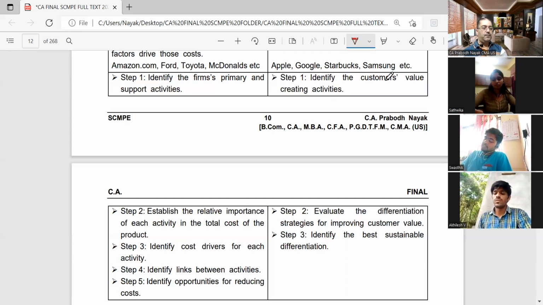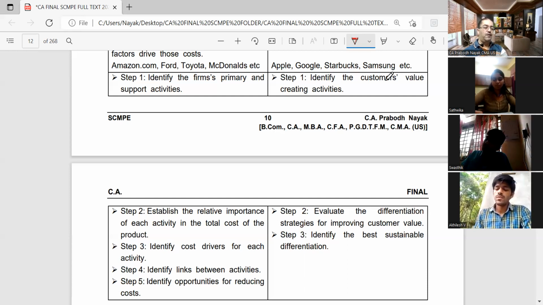Number 1, add more product features. Second, focus on customer service and responsiveness. Third, increase customization.